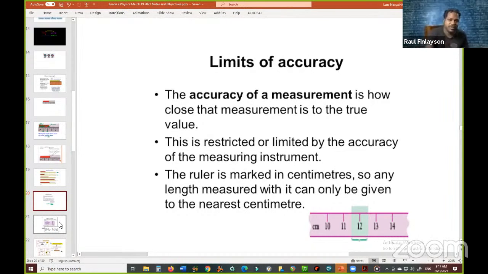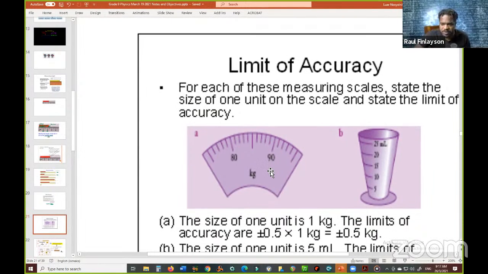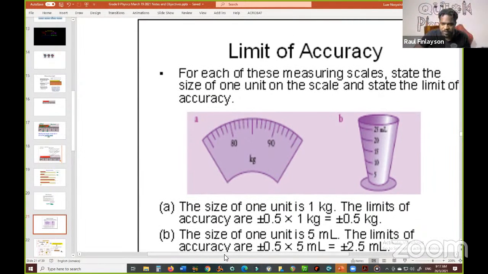What if it's smaller than a millimeter? Can the ruler tell you that? No, the answer would be no, because it's not accurate enough, right? And then we're going to learn that the more decimal places we have on readings is an indication of the accuracy of the instrument we are using. So let's go here. Limits of accuracy. That's what we have here.